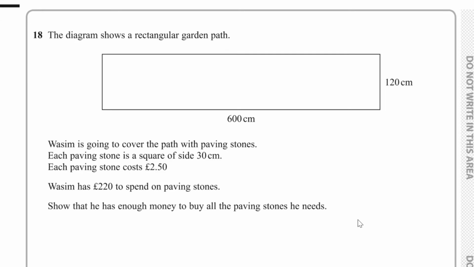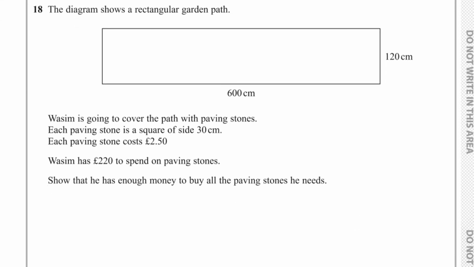For the next question, question number 18, the diagram shows a rectangular garden path, and in this question the rectangle has dimensions 600 centimeters and 120 centimeters. Wasim is going to cover the path with paving stones. Each paving stone is a square of side 30 centimeters. Each paving stone costs £2.50. Wasim has £220 to spend on paving stones. Show that he has enough money to buy all the paving stones he needs.